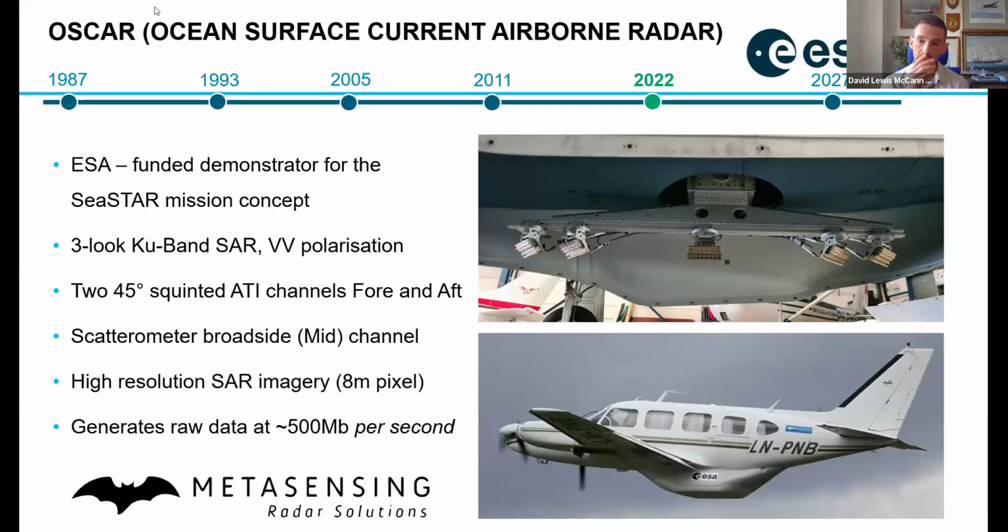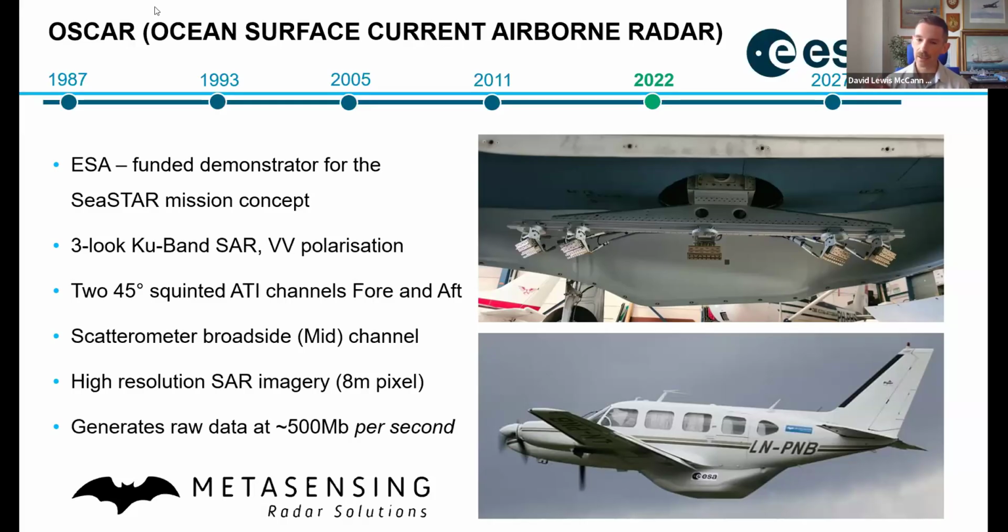You can see the antenna array on its boom in the top image there. We have 2 ATI channels squinted at 45 degrees to the flight direction, much like the WaveMill demonstrator. But with this third independent look, this broadside mid-channel, it produces very high resolution SAR imagery and also a phenomenal amount of raw data. I think it's about 500 megabytes per second. And this was designed, owned and operated by Metasensing, where it is permanently mated with this Piper Navajo airframe.